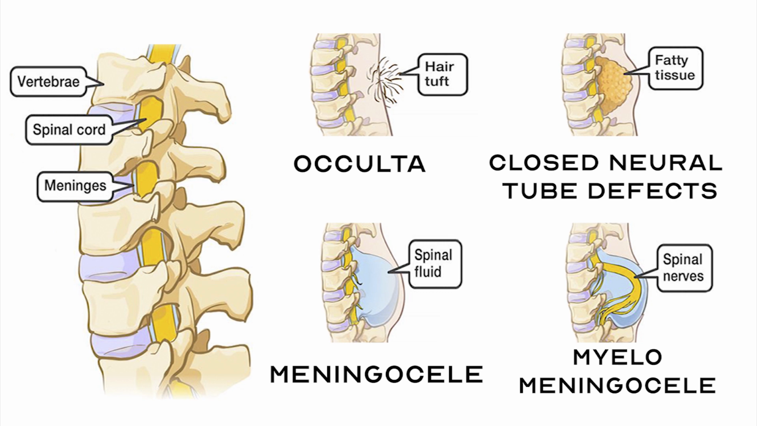Myelomeningocele, which is the most severe form, occurs when the spinal cord is exposed through an opening in the spine, resulting in partial or complete paralysis of the parts of the body below the spinal opening. In this video, we will be focusing on the myelomeningocele.